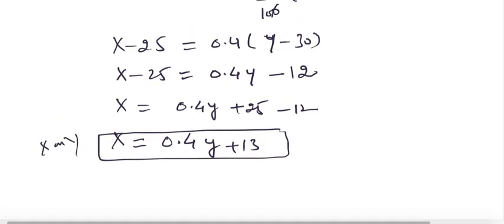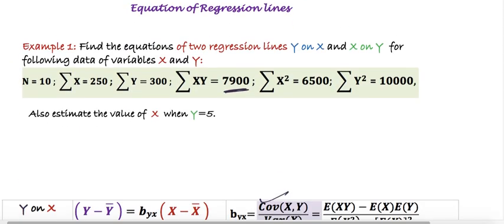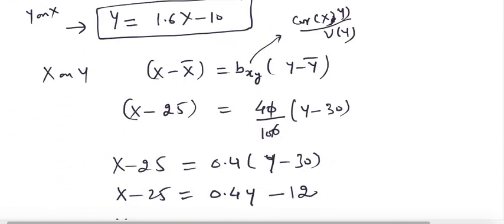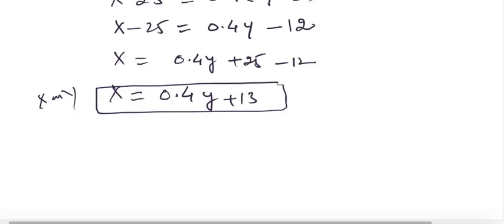Now let's see, there is one more question. They said estimate x when y is 5. That means we want to find x when y is given. So the x on y line is what we use, because y is available and based on y we are calculating x. So x depends upon y. So we have to use x on y by putting y is equal to 5.